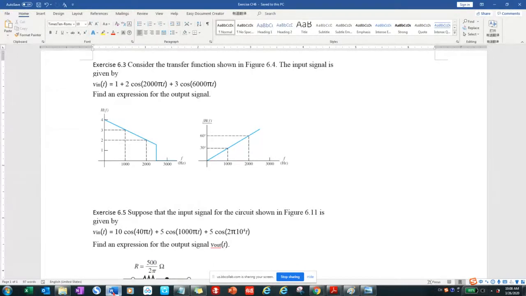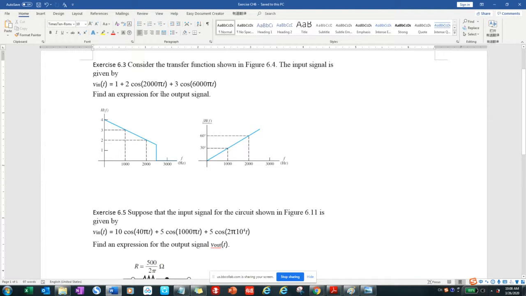Now let's first look at exercise 6.3. We ask you to figure out what the output is given the input. The transfer function is given in figure 6.4. The left-hand side is the magnitude, the right-hand side is for the phase angle. If you are given the input, you can see our input in fact has 3 different components.